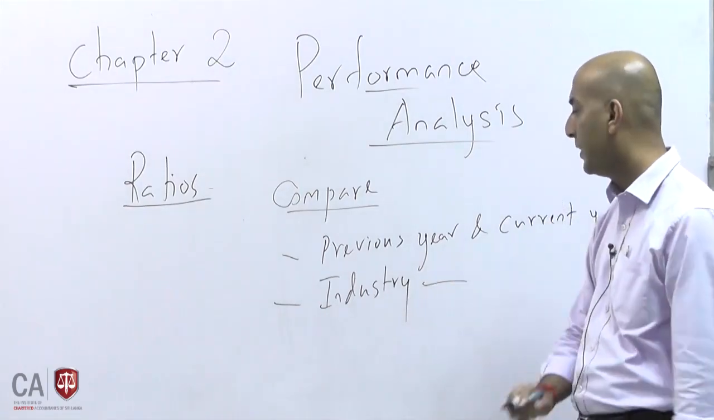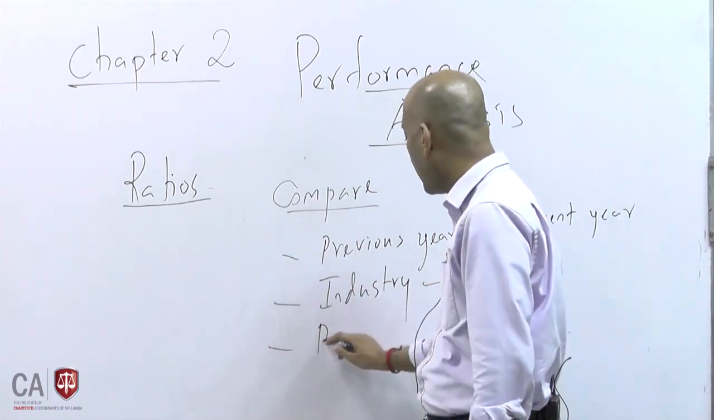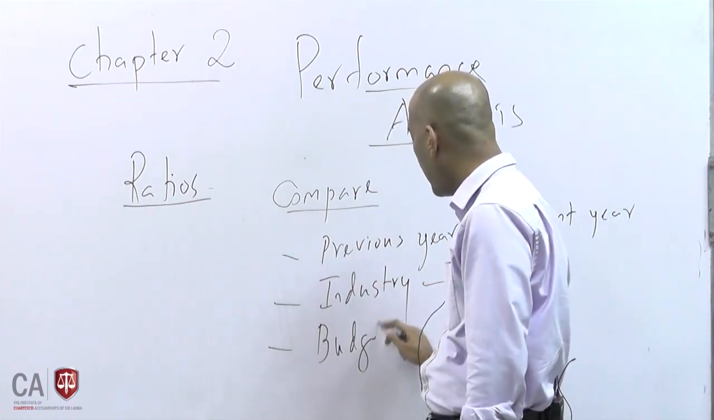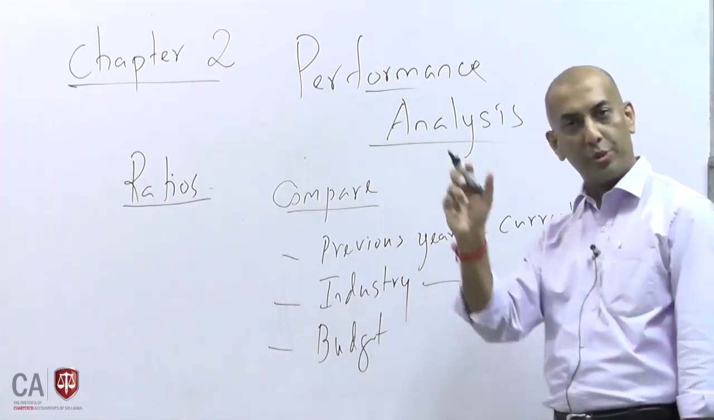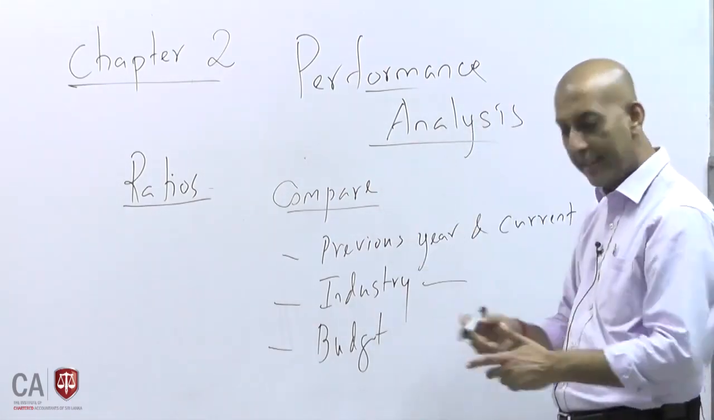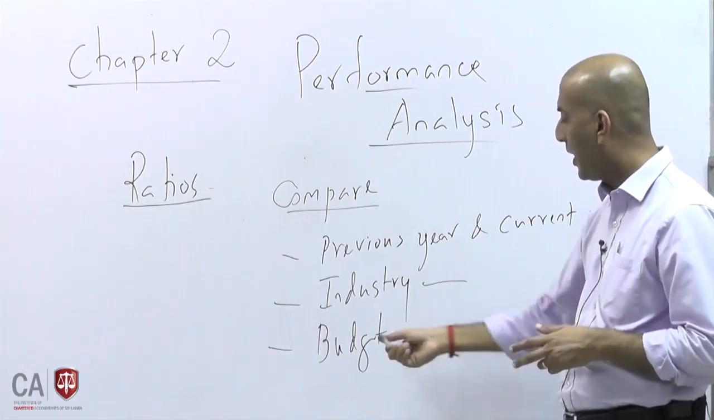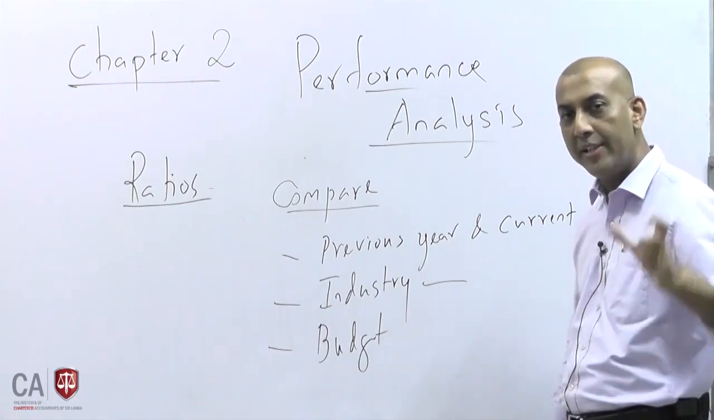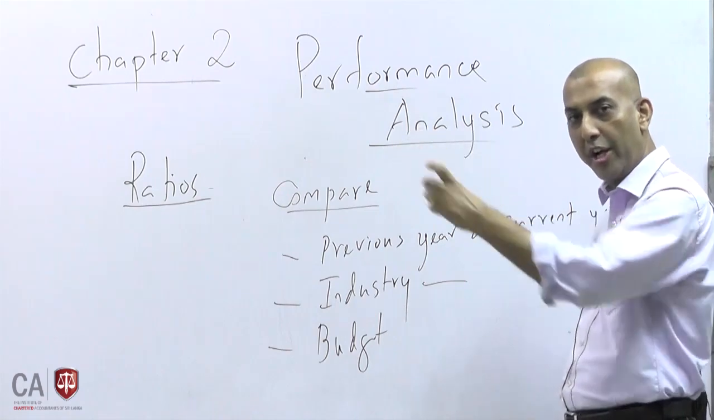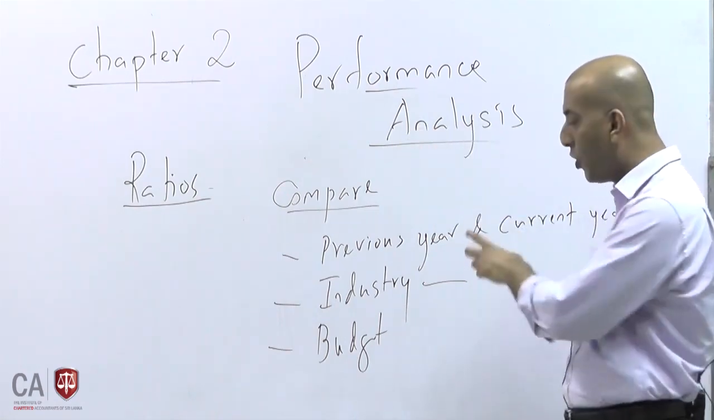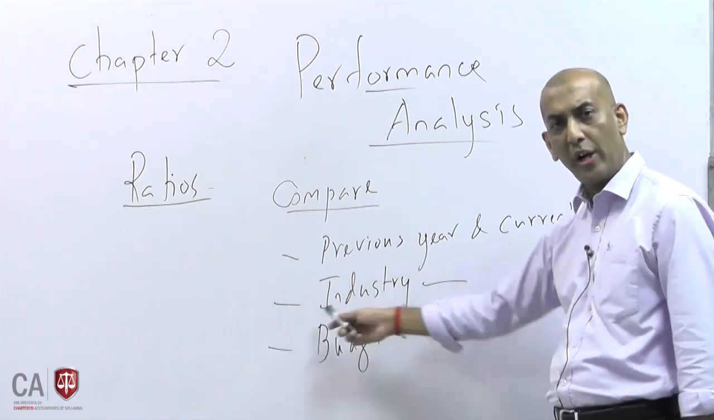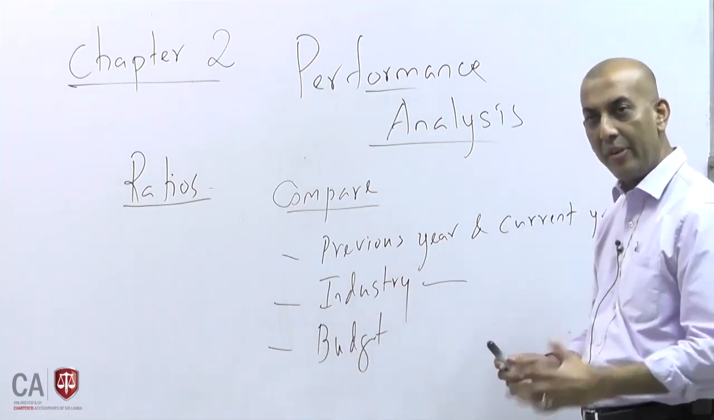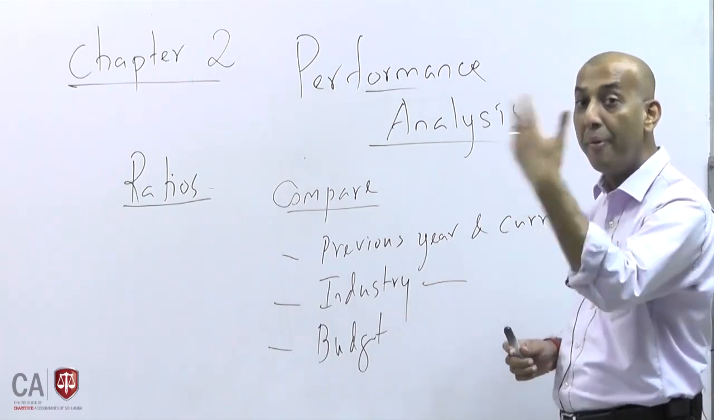So the industry comparison. Third, you might calculate ratios and compare with budget. Because most of the time, the organization will have budgeted ratios. When they are planning the next year's performance, they have calculated budgets. They want to maintain a GP margin of 30%. They want to maintain a liquidity ratio of 1.5 to 1. They want to maintain gearing of 40%. These can be their budgeted or forecast figures. You compare that with actual and see how you have performed.